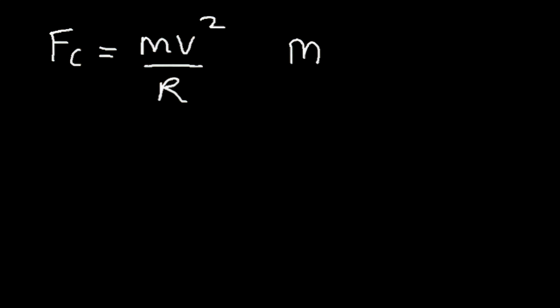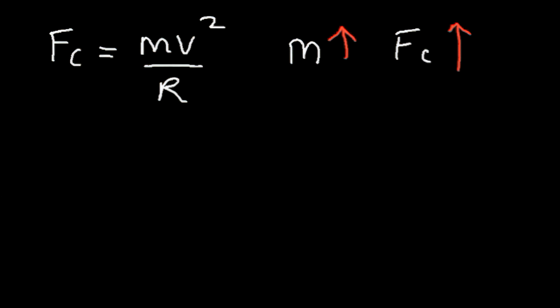So if you increase the mass, what's going to happen to the magnitude of the centripetal force? Will it increase or decrease? Because the mass is on top, they're proportional. So if the mass goes up, the centripetal force goes up. But by what factor? If you double the mass, the centripetal force will double. If you triple the mass, the centripetal force will triple.